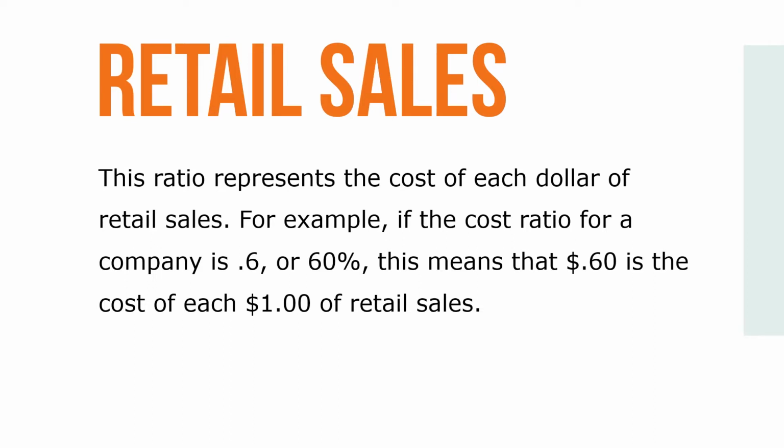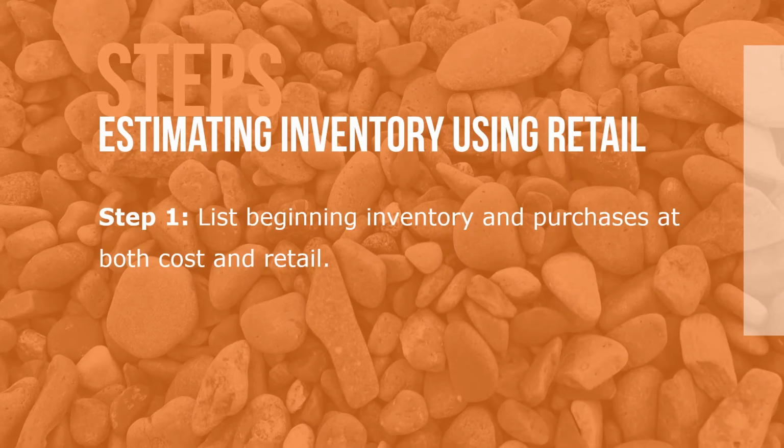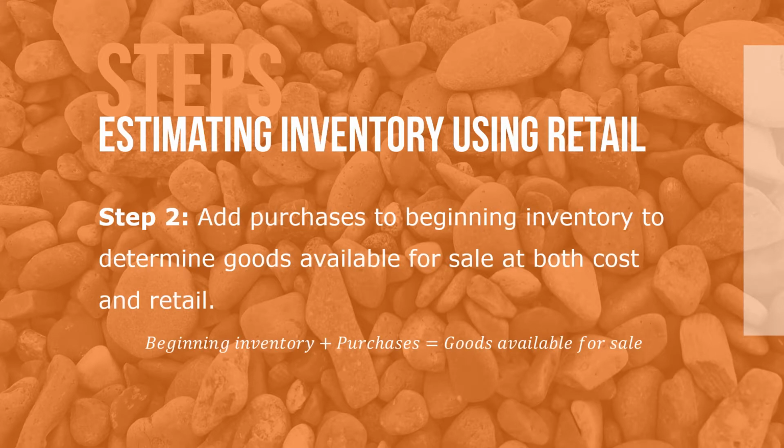This ratio represents the cost of each dollar of retail sales. For example, if the cost ratio for a company is 0.6 or 60%, this means that 60 cents is the cost of each dollar of retail sales. Here are the steps in estimating inventory using retail. Step 1. List the beginning inventory and purchases at both cost and retail. Step 2. Add the purchases to beginning inventory to determine goods available for sale at both cost and retail, where beginning inventory plus purchases equals goods available for sale.